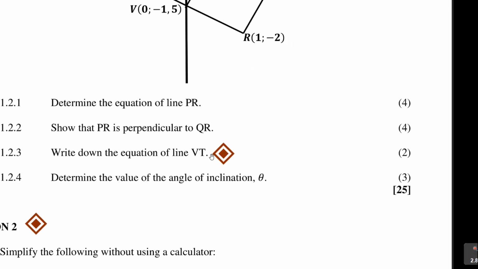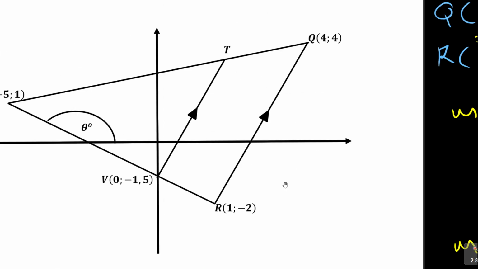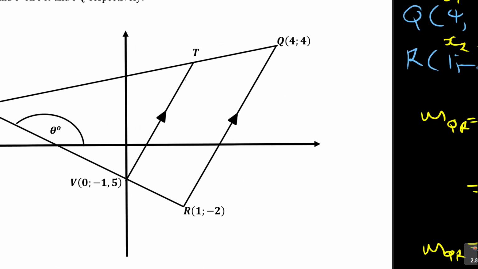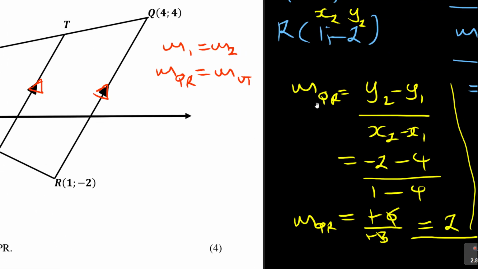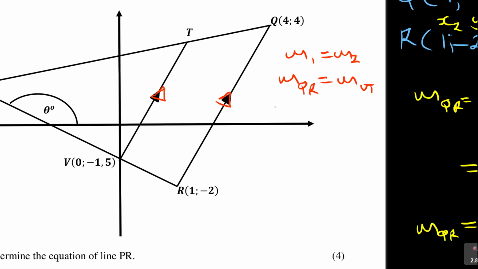Write down the equation of line VT. Now look at this: there is a special property between VT and QR. They say they were parallel. You must know about parallel lines. The gradient of QR is equal to the gradient of VT, because for parallel lines, m1 is equal to m2. We know the gradient of QR is 2, so the gradient of VT is also equal to 2.